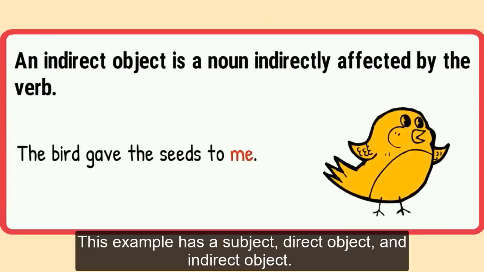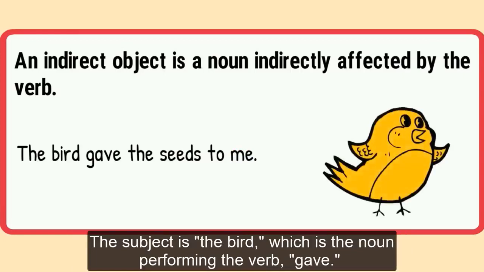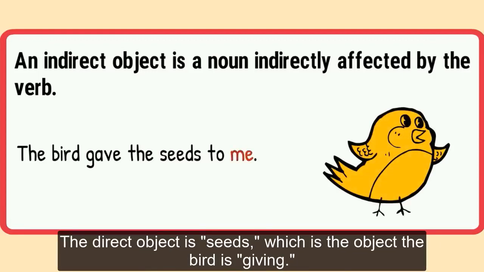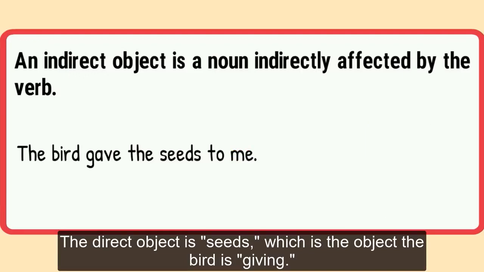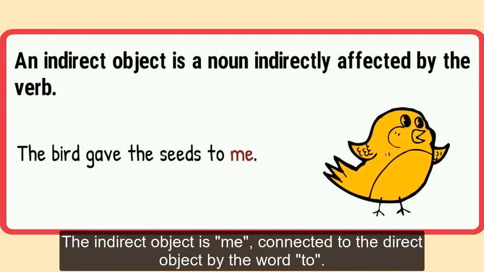This example has a subject, direct object, and indirect object. The subject is the bird, which is the noun performing the verb gave. The direct object is seeds, which is the object the bird is giving. Without the seeds, the bird would be giving nothing. The indirect object is me, connected to the direct object by the word to.